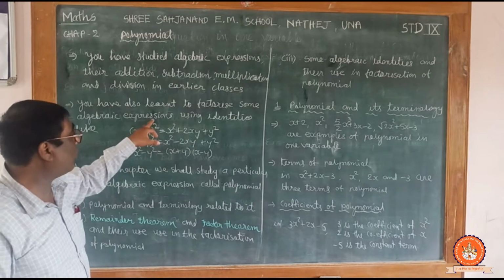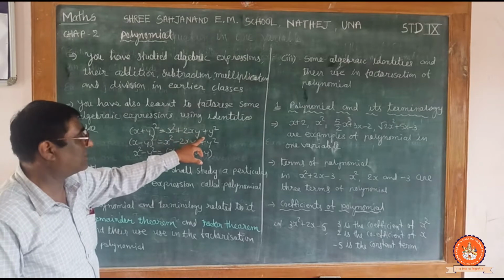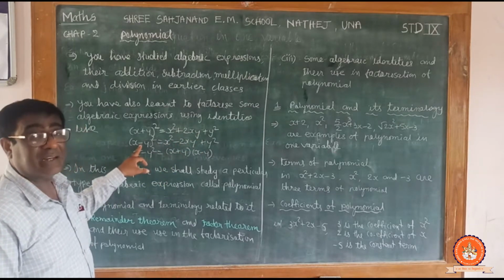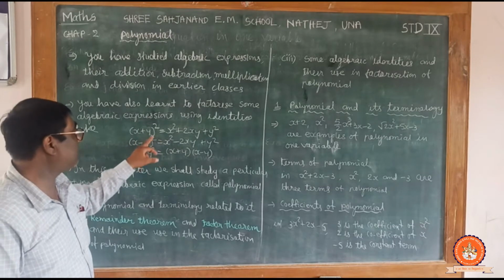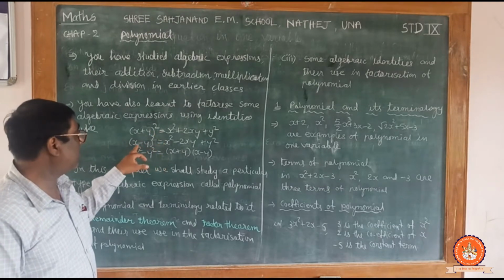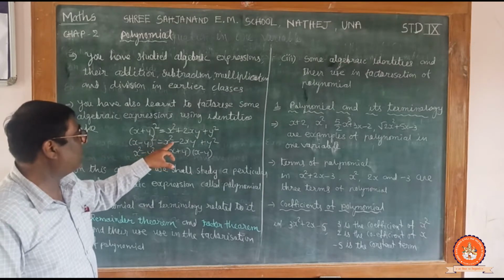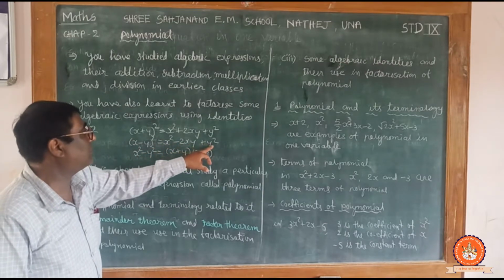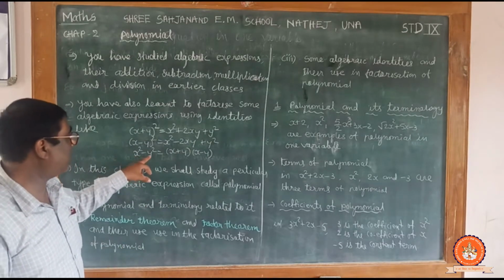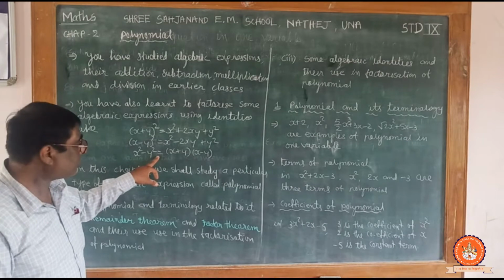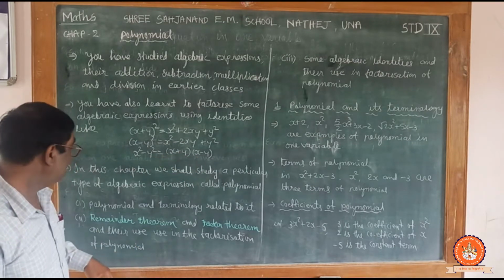x plus y the whole square is equal to x square plus 2xy plus y square. If there is a negative sign between the two, x minus y the whole square, the expanded form of this identity is x square minus 2xy plus y square. You might also have used x square minus y square is equal to x plus y times x minus y.